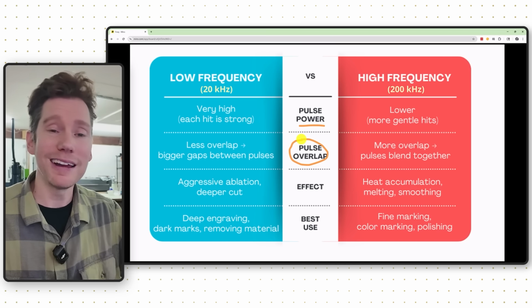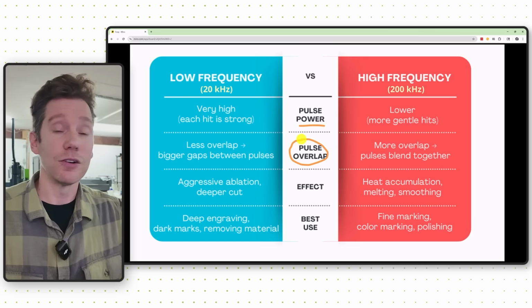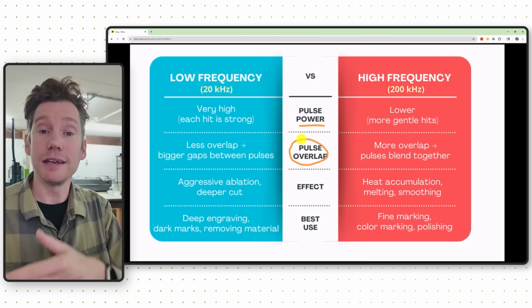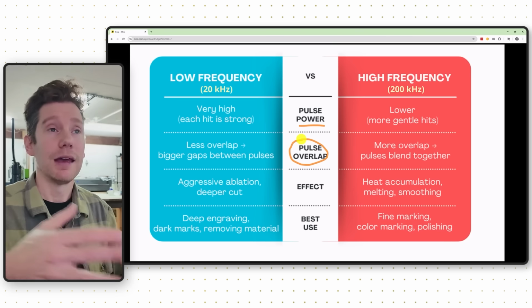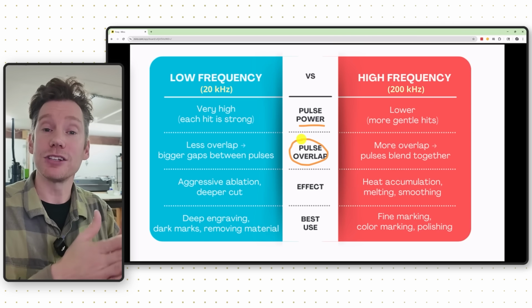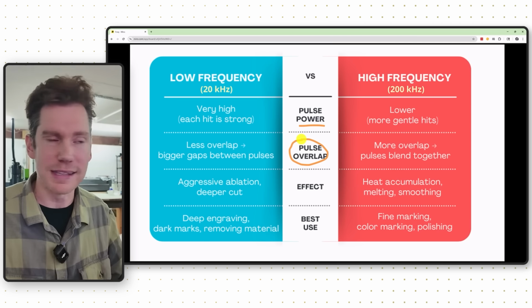So when we're operating at a low frequency, there is going to be less overlap. So there's going to be bigger gaps between each of our pulses. And when we're operating at a higher frequency, there's going to be more overlap. The pulses are going to start to blend together. And now, why is that?